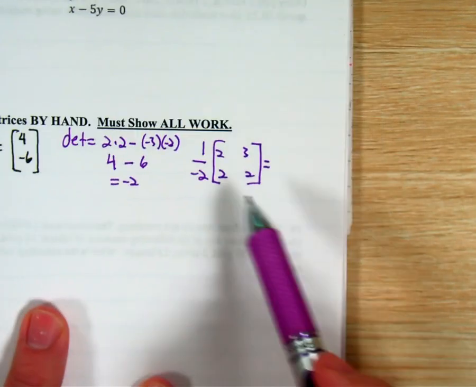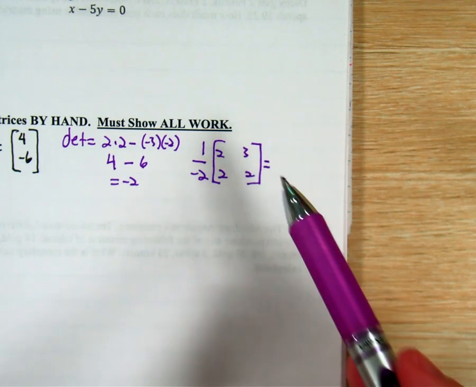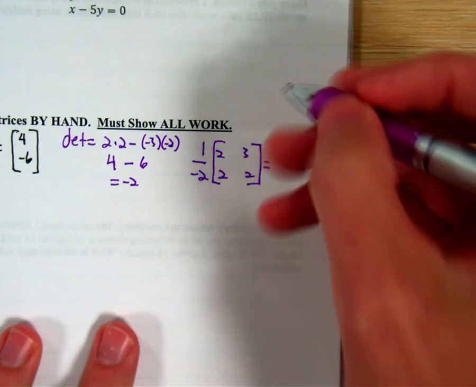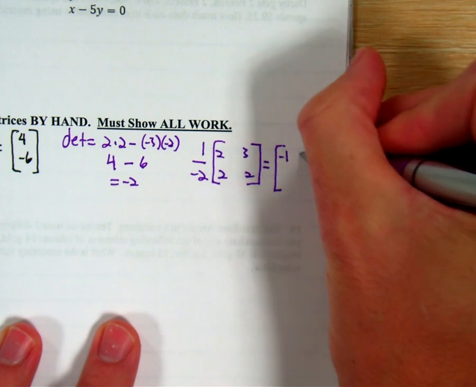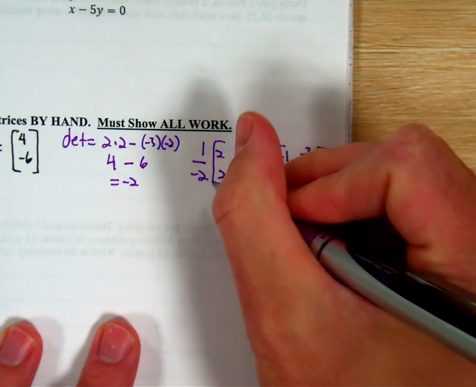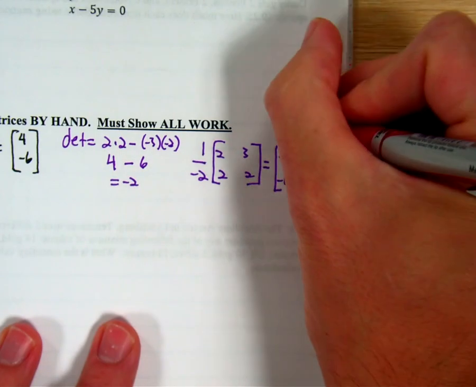Okay, I like to multiply this in. If you have a different teacher who taught you something else, you can leave it out there a little bit. I like to multiply this in. We'll have negative 1, negative 3 halves, negative 1, negative 1. That is our inverse.